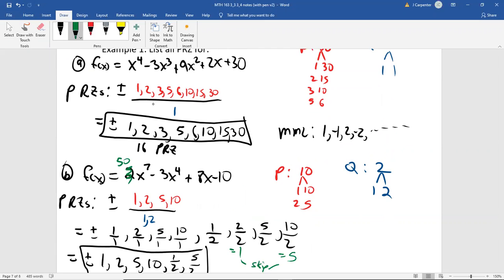You'd have 1 times 50, 2 times 25, and 5 times 10, which means you'd have to do a lot more separated cases because you'd have to do over the 1, then over the 2, then over the 5, the 10, the 25, and the 50. That's perfectly fine for listing possible rational zeros. I can give you that as a problem.